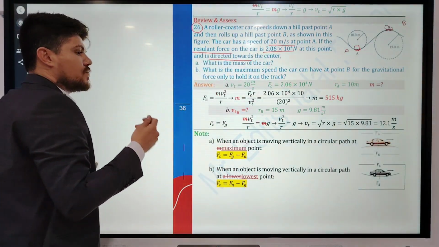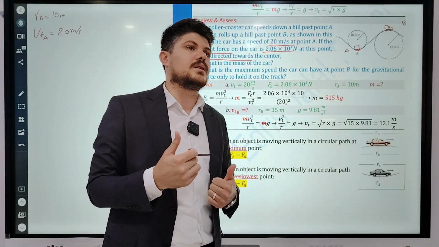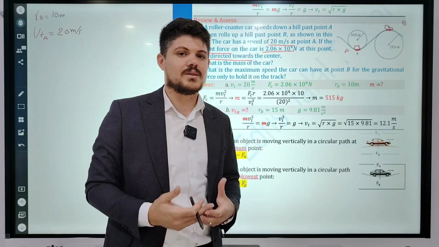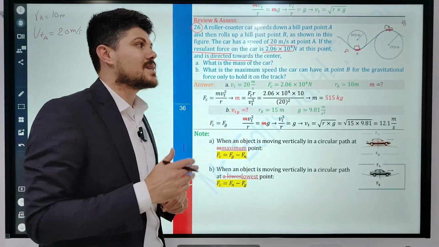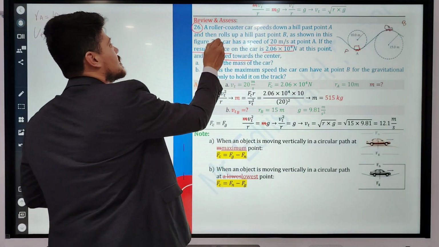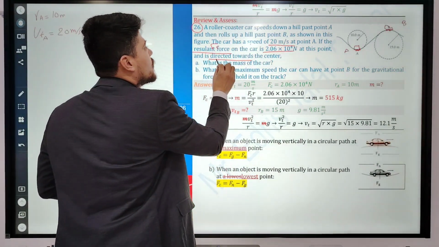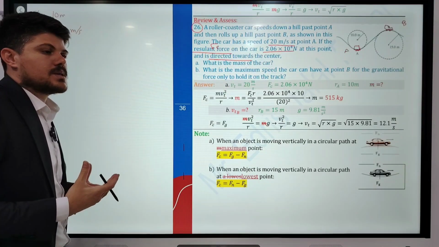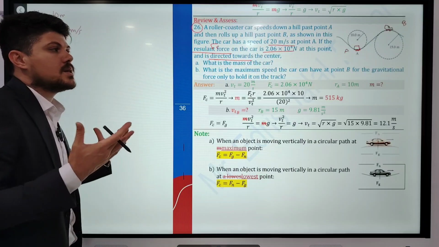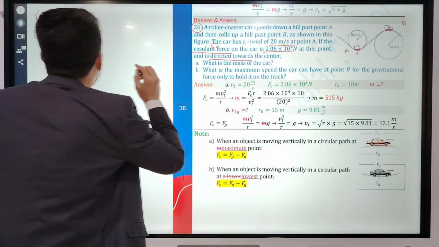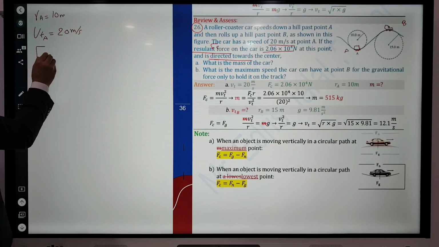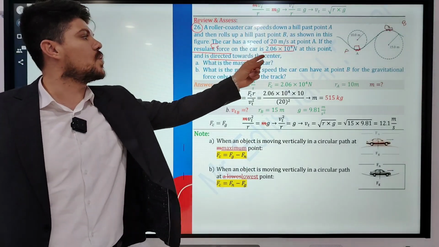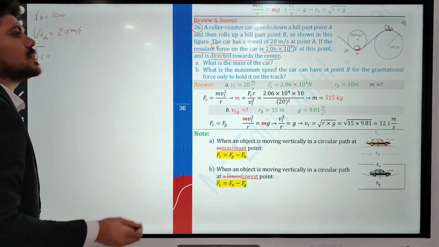The resultant force, if you remember, when we defined the centripetal force, we said it is the resultant effective force. So this force is a resultant force. Also, you can recognize this is Fc another way: directed toward the center. Which of the following forces is directed toward the center? It means this object is moving in a circular path, the centripetal force. How did you know? Because the question said resultant force and directed toward the center.